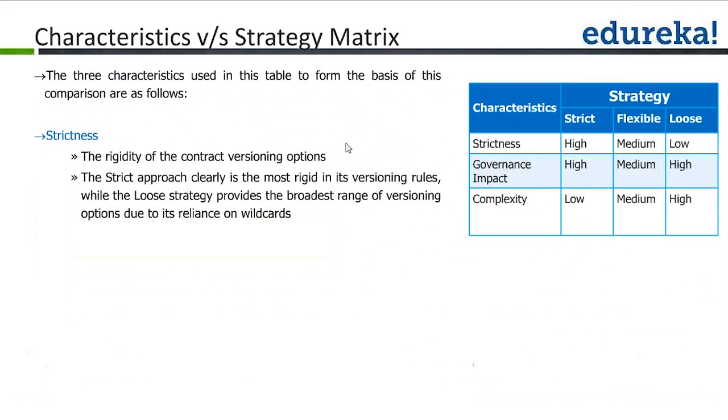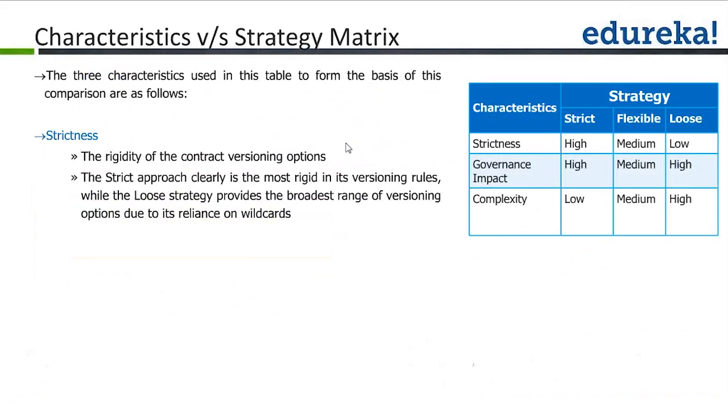Okay, no worries. I understand it takes some time. It actually takes some time to settle down and to understand this matrix, that when we say this is the property, this is the strictness. So when we say strict, and we have the strategy for designing and versioning a web service with strict, the strictness is always high because it is rigid in its versioning rule.